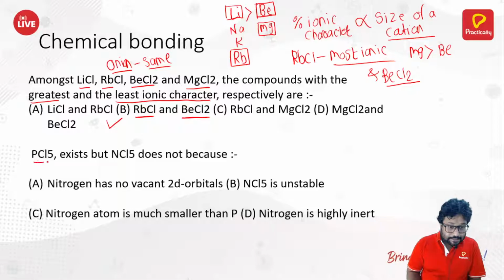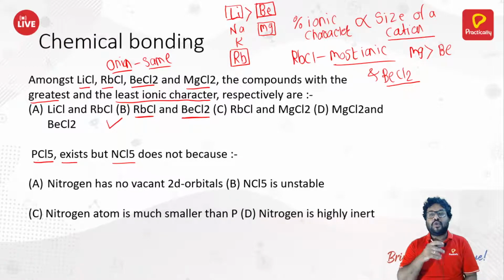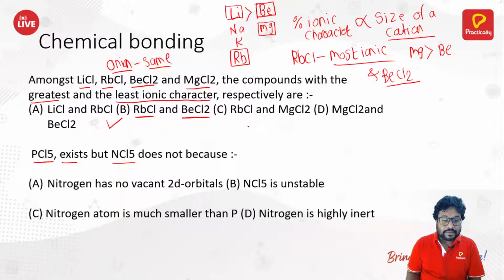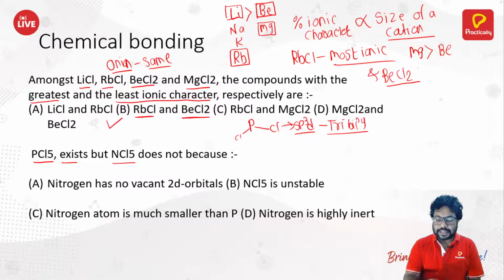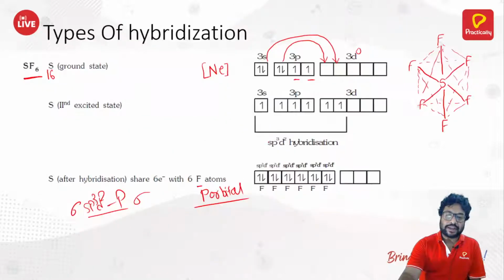PCl5 exists, but NCl5 does not exist. Why? For this, we might need to go 2 or 3 slides behind. We had seen there that phosphorus overlaps with chlorine from all 5 sides. Remember, the hybridization of that was sp3d, and the shape was trigonal bipyramidal. Okay, why was phosphorus able to do that? Okay, shall we go to the previous slides? Let's look at it.